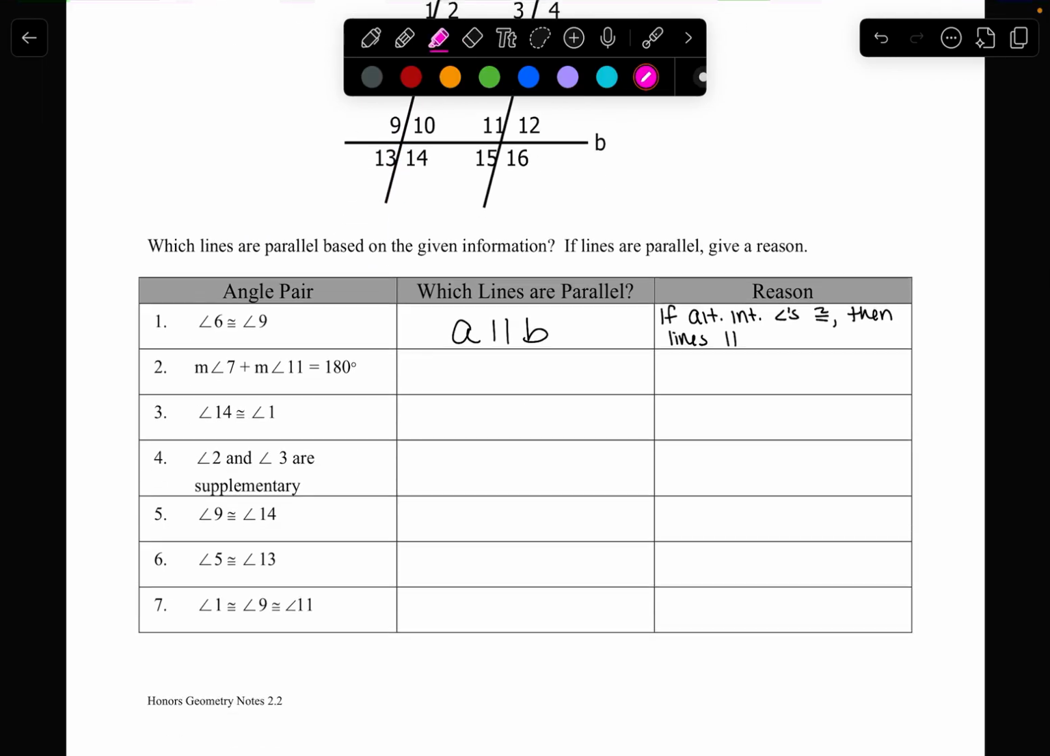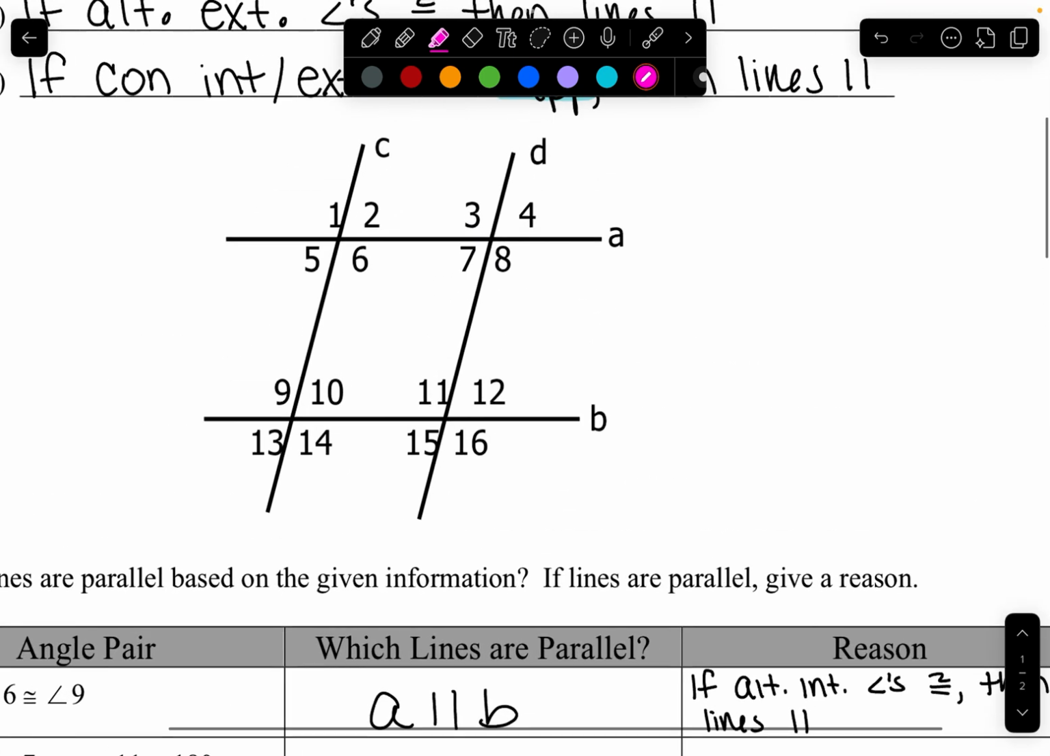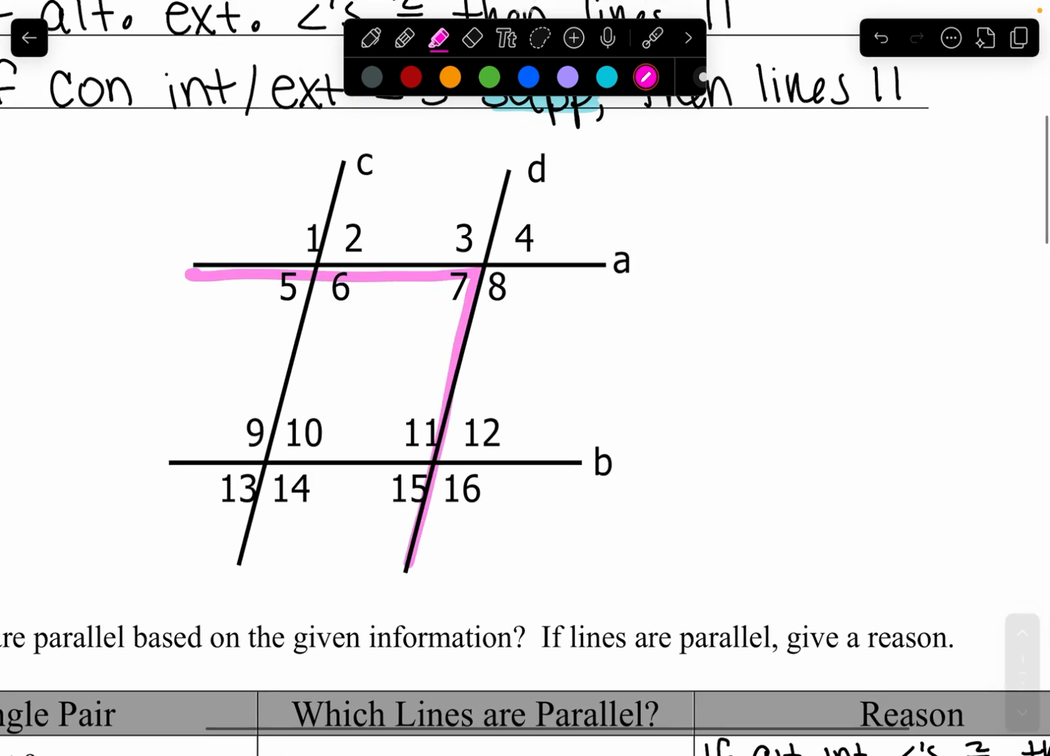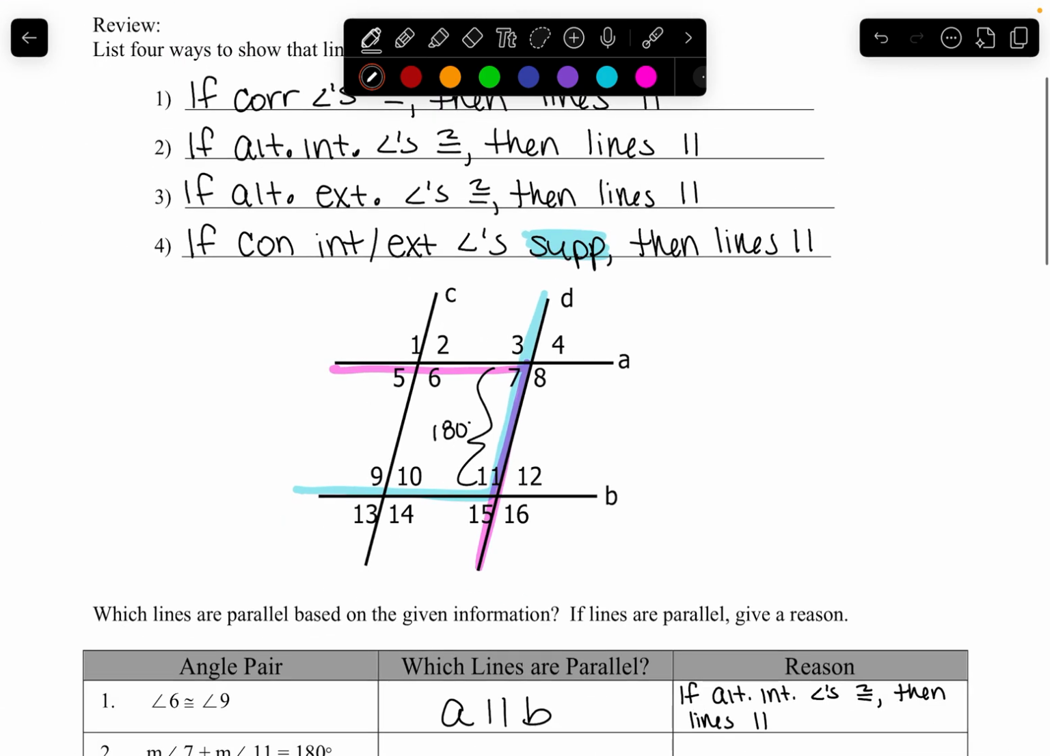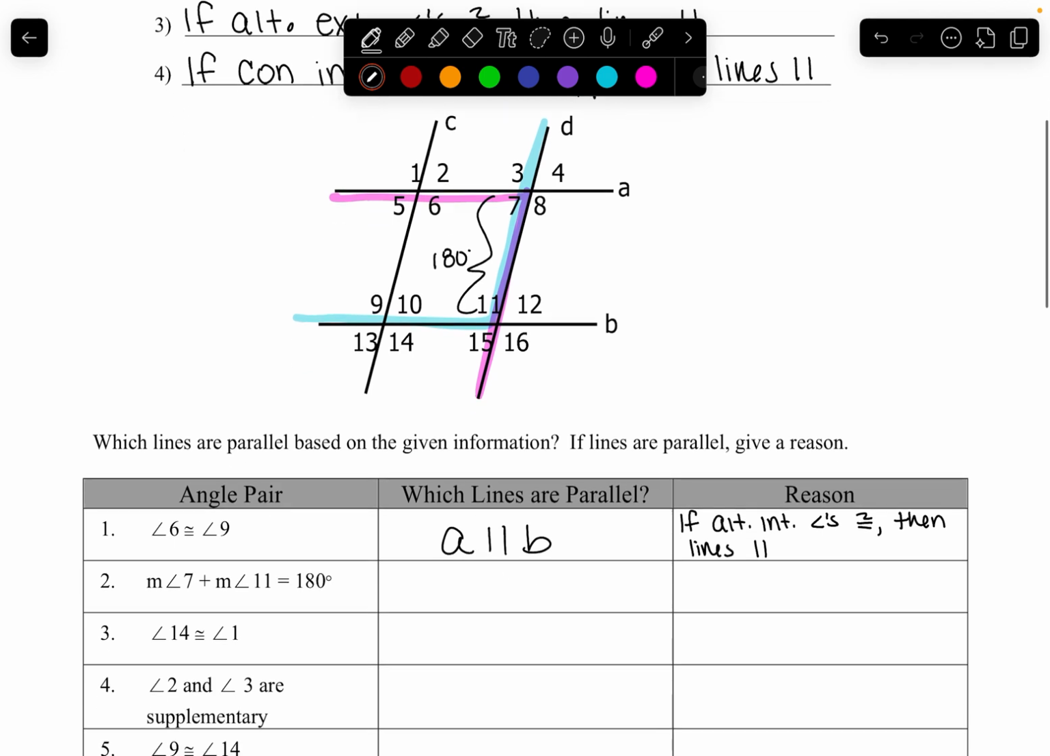We are now being told that angles 7 and 11 are 180. So here's angle 7. Here's angle 11. We're being told that these two angles here are supplementary. The only time that we will have supplementary angles is if we have consecutive interior or consecutive exterior angles. So I already know that it's going to be one of those two, okay? But what I do need to do is determine which lines are parallel.